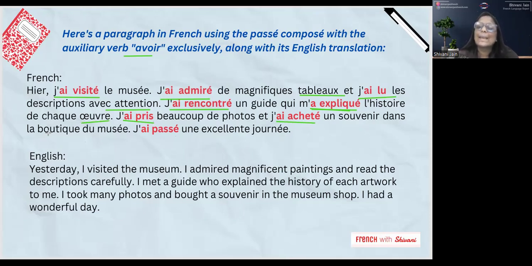J'ai passé une excellente journée. Alors, j'ai passé une excellente journée. I passed, I spent an excellent day. Okay, so there are only people who will say passé is conjugated with the verb être. Now, that's a different thing where we conjugate passé with être and where we conjugate passé with avoir. Il y a une petite différence, peut-être je vais vous dire maintenant.